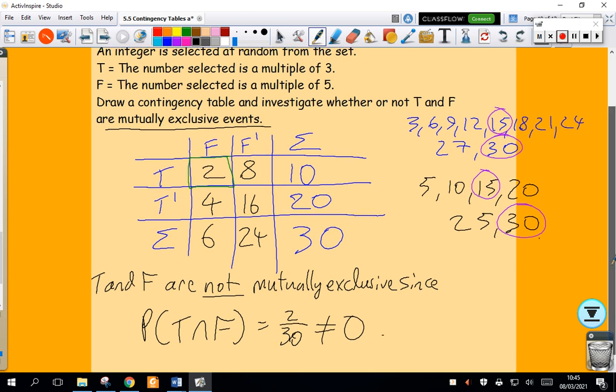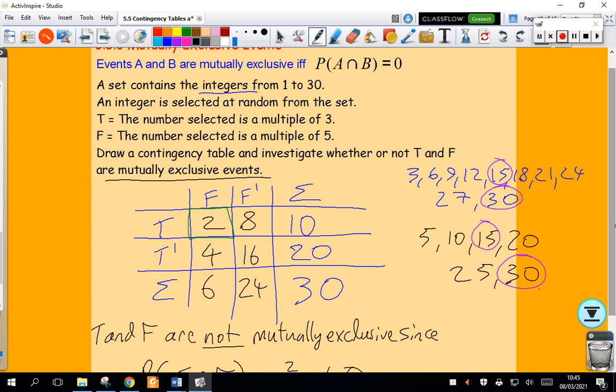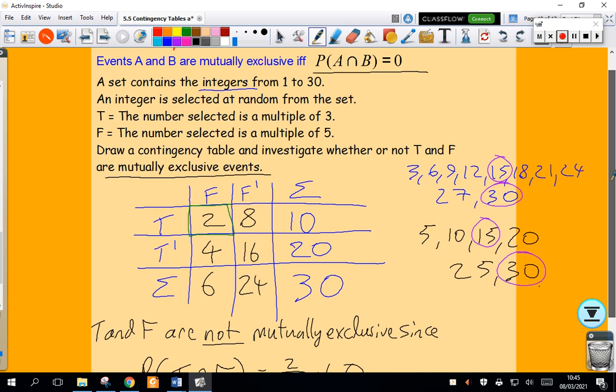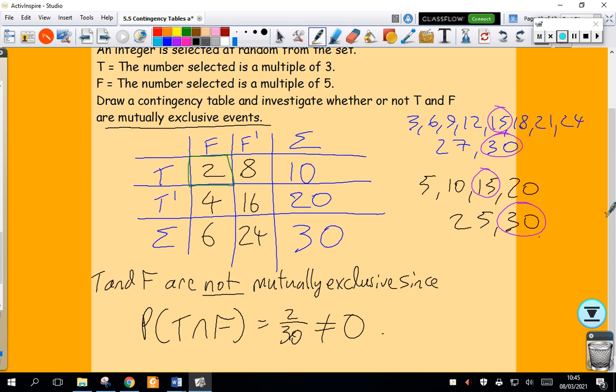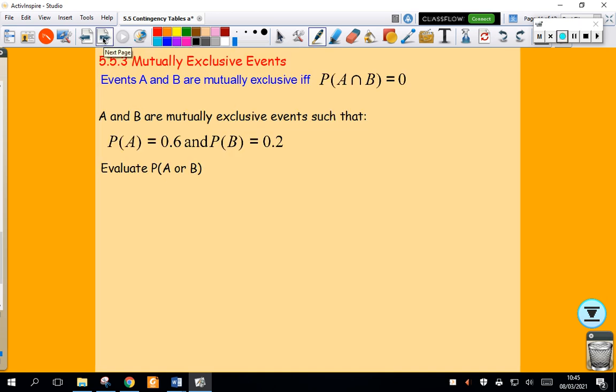Remember, they're only mutually exclusive if there's no chance of both events happening at the same time. So in this case, there's a 1 in 15 chance or a 2 in 30 chance that both events will happen at the same time, so they are not mutually exclusive. Okay, so to investigate mutual exclusivity, we figure out whether they can happen together.